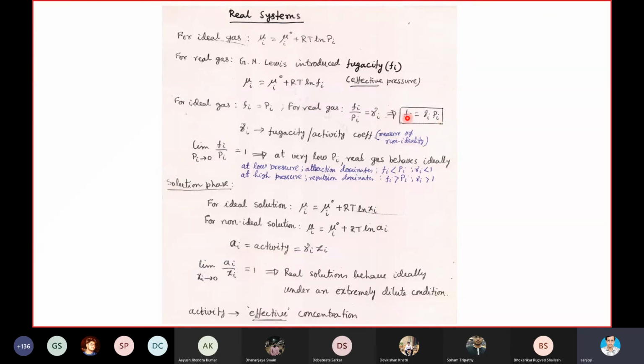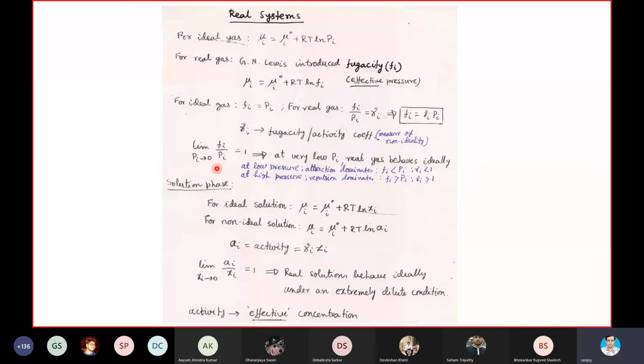This gamma term is actually a measure of non-ideality: how much your system is real, how much it deviates from the ideal situation. Gamma takes care of it. This is known as the fugacity coefficient or activity coefficient. Normally in solution we talk about activity; in gas we talk about fugacity. So this is a very important quantity which is a measure of the non-ideality. You also write it down like that mathematically. Basically, for ideal gas, what does it mean?